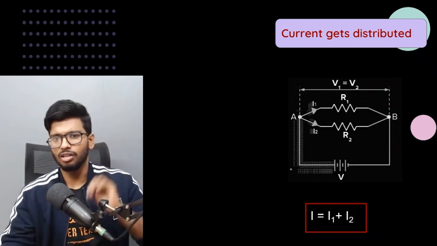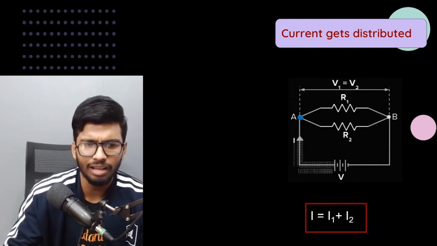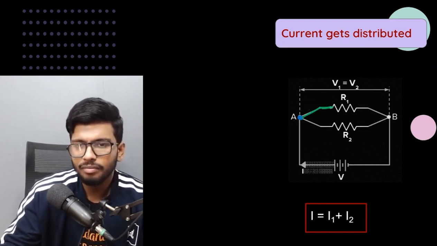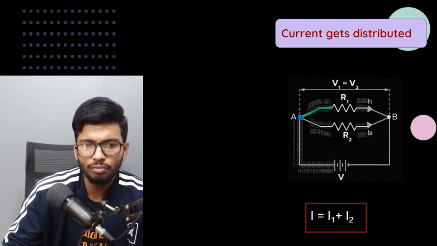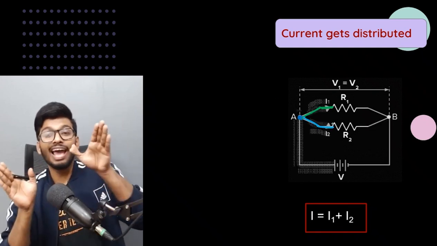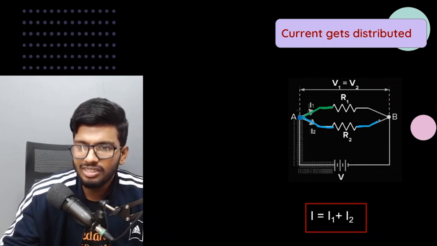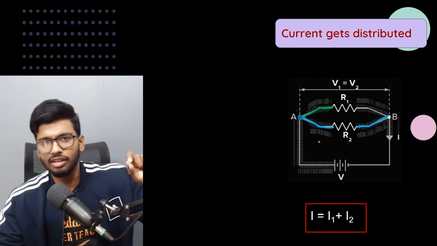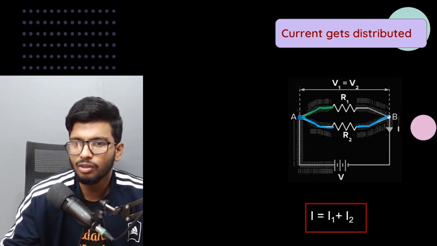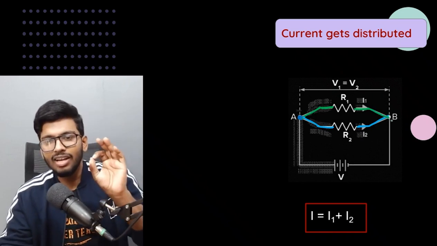See this? Current is flowing from positive terminal to negative terminal. Once current reaches junction A, you see that part of the current will flow through R1, and some part of the current would be flowing through R2. So current is getting distributed at junction A. Now, if you look at junction B, the current that flows through R2 will come to B, and the current that flows through R1 also, after flowing through R1, will reach B. And once it reaches B, they will again combine together.